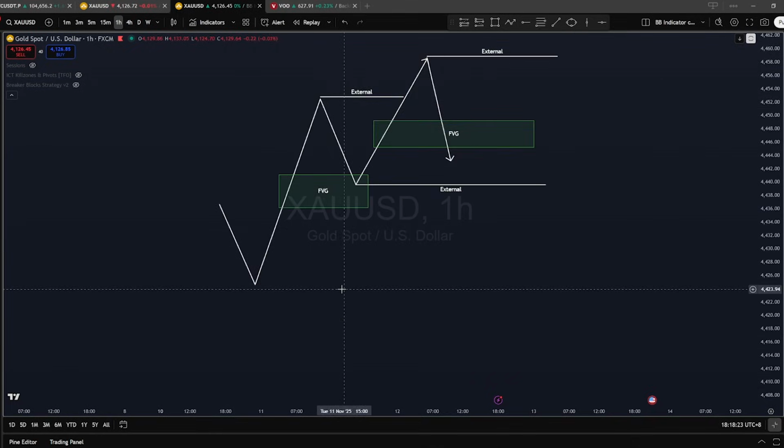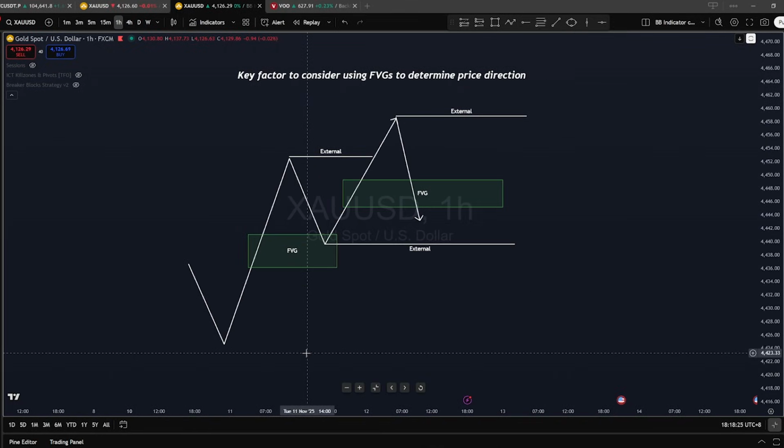Then, the last thing that we went through is how to use fair value gaps to tell you where price is going to go. Okay?